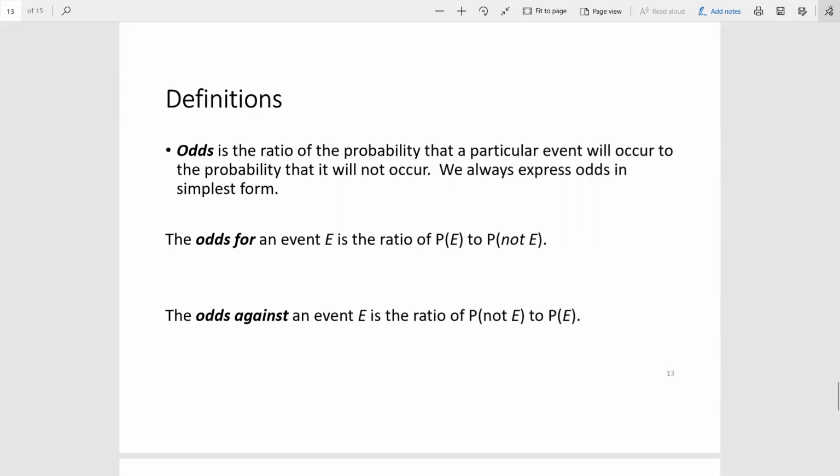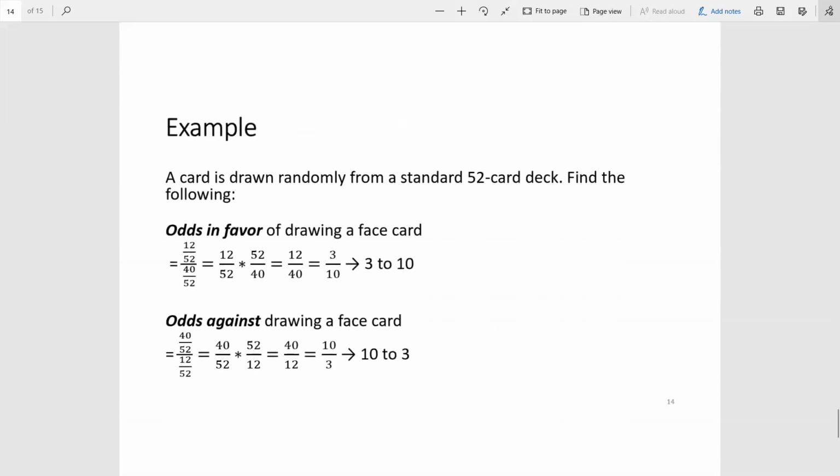Now we get into the definition of odds. Odds is a ratio of the probability that a particular event will occur to the probability that it will not occur. And we always express odds in simplest form. So the odds for an event E is a ratio of the probability of E to the probability of not E. The odds against an event E is a ratio of the probability of not E to the probability of E. It's best shown by an example.